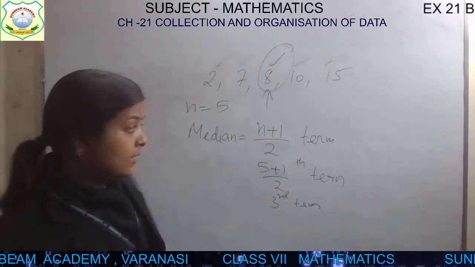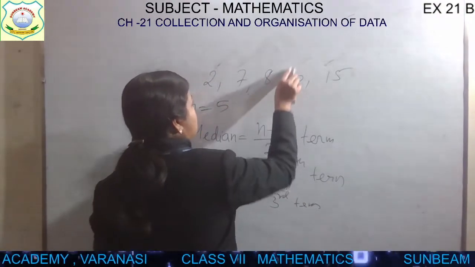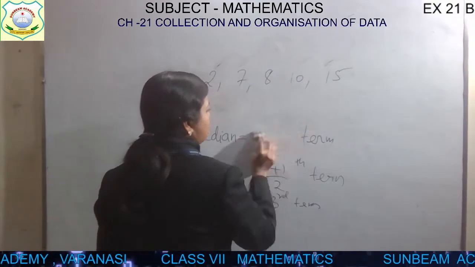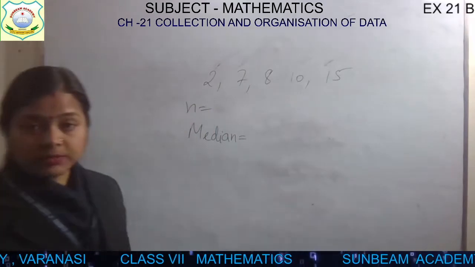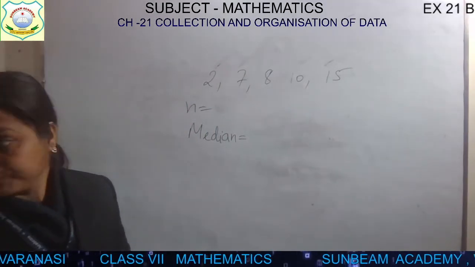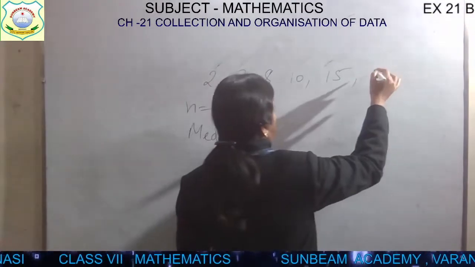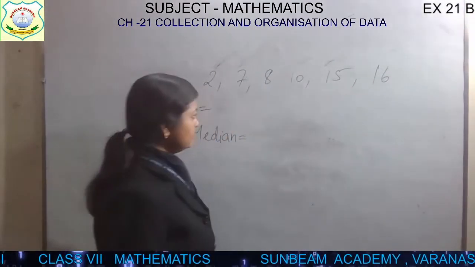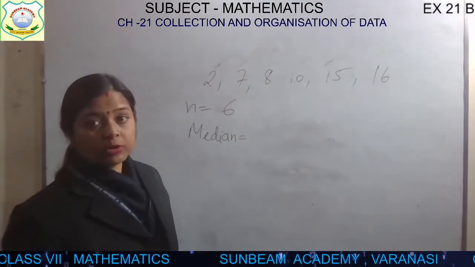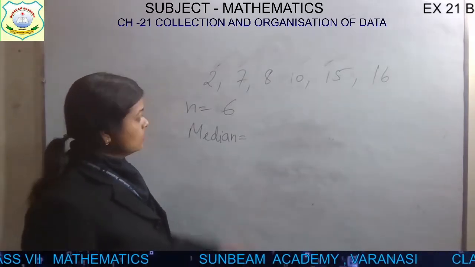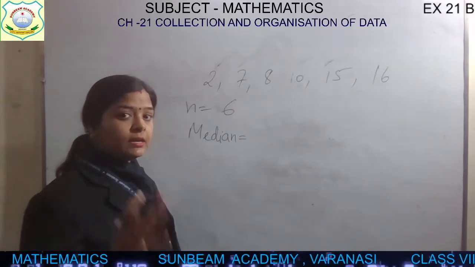But what if the data is not odd? The observation is not odd. If the observations are given to us in the form of even numbers, what will we do? So we will see first of all, one more data I am taking, 16. So now the number of observations is 6. N is what? 6. Total number of observations is 6. Okay, n is 6.